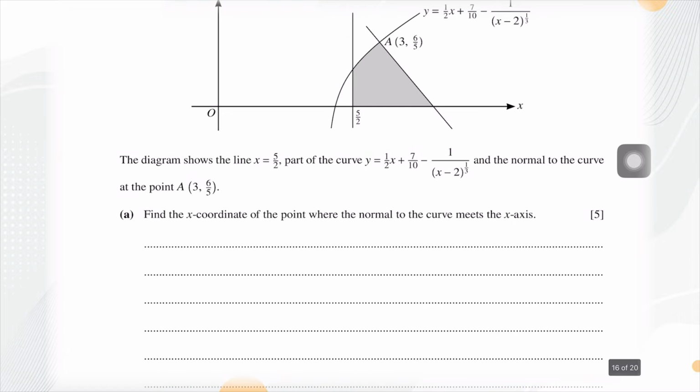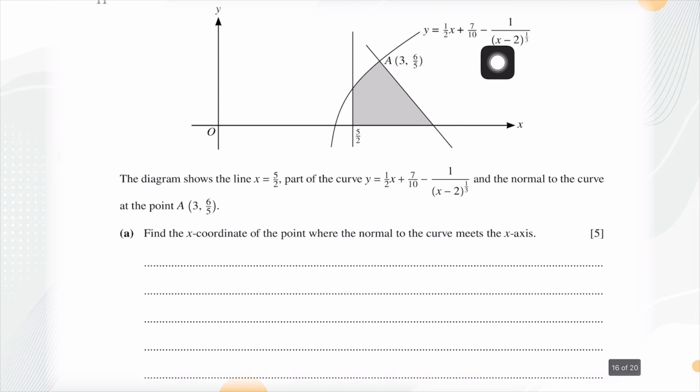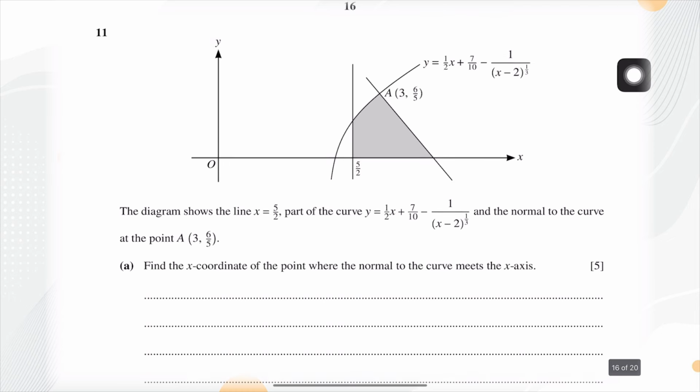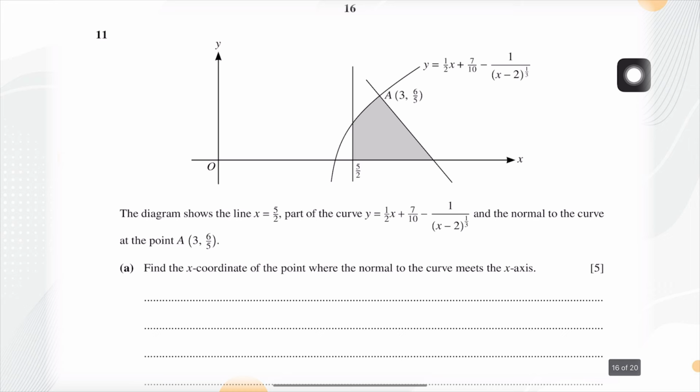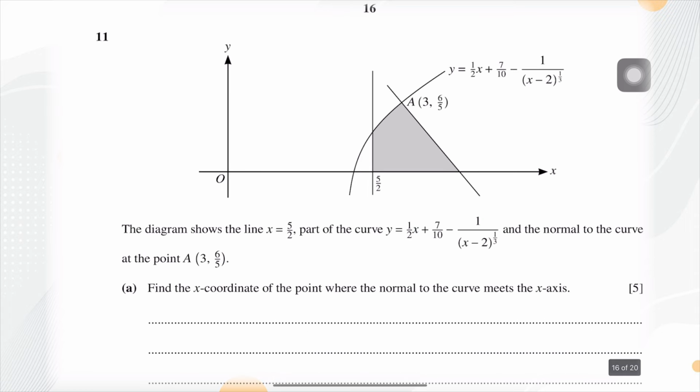So here's question number 11. Let's see what it says. It says the diagram shows the line x equals to 5 upon 2. So that's going to be a vertical line. That's a no-brainer. Part of the curve y equals to half x plus 7 upon 10 minus 1 over x minus 2 to the power 1 upon 3. And the normal to the curve at the point A, 3 comma 6 upon 5. Okay. Find the x coordinate of the point where the normal to the curve meets the x-axis.